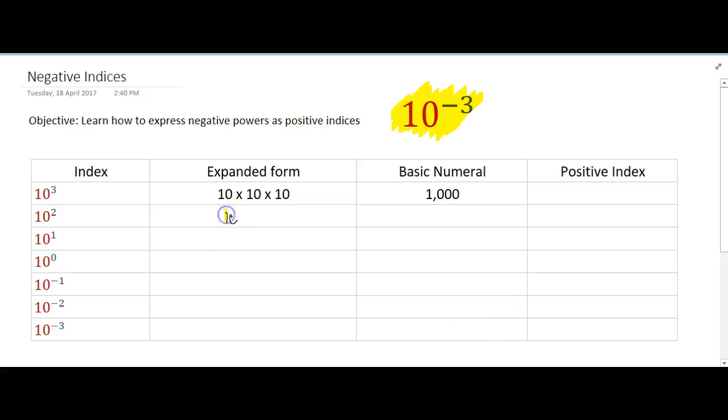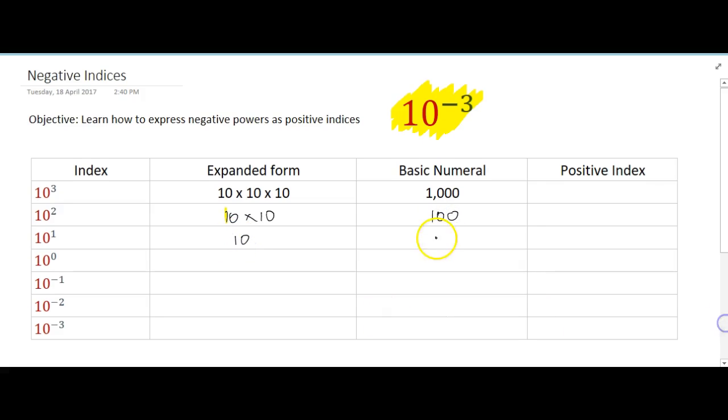The second one is going to be 10 times 10, and that's obviously going to be 100. 10 to the power of 1 is 10, so the basic numeral will be 10. As we talked about, anything to the power of 0 is going to be 1. I'm not going to go through why that is, but you'll see in a minute.